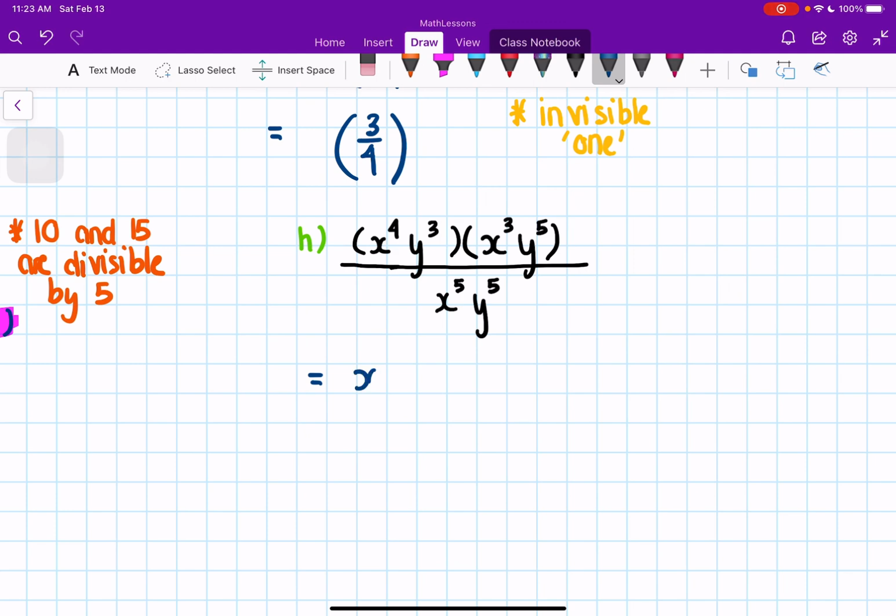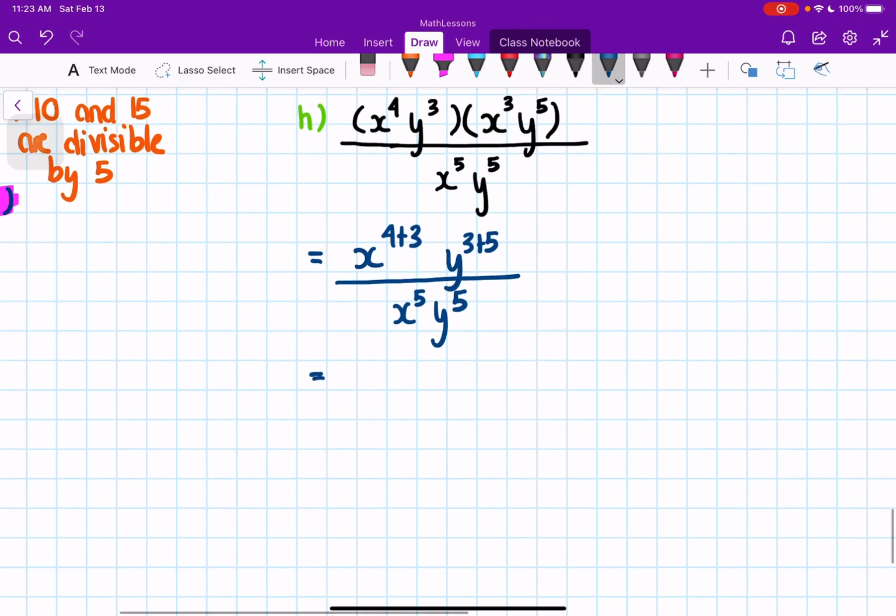So we're going to go x, and then we have to go 4 plus 3, because that's power 4, that's power 3. And then we're going to go y, and then 3 plus 5, and all over x to the power 5, y to the power 5. So when I simplify what I have in my numerator, I'm going to get x to the power 7, y to the power 8, and then at the bottom, that's just staying the same still.